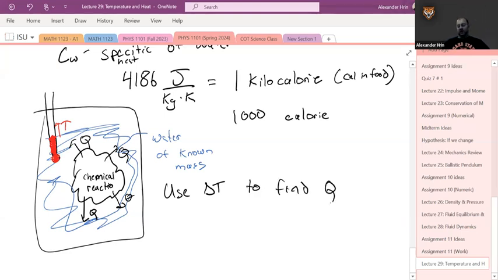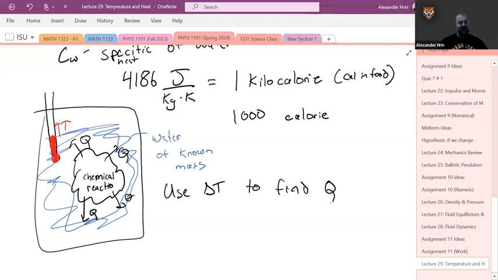Okay. And this is something that can be done. It's going to be something similar to what we'll be doing in lab this week. Now, we're not going to be doing a chemical reaction. What we're going to be doing is using resistive heating from an electrical resistor, so you might have a better idea how to find the energy dissipated by a resistor. And we're going to see how much that raises the temperature of this container of water.